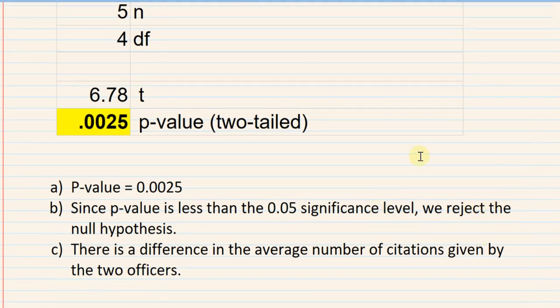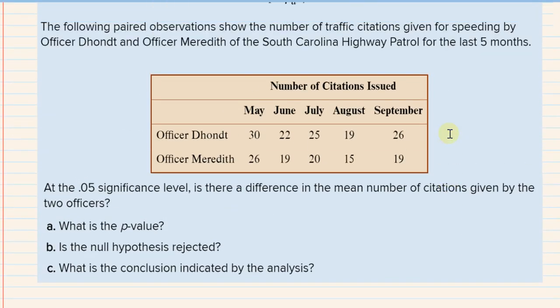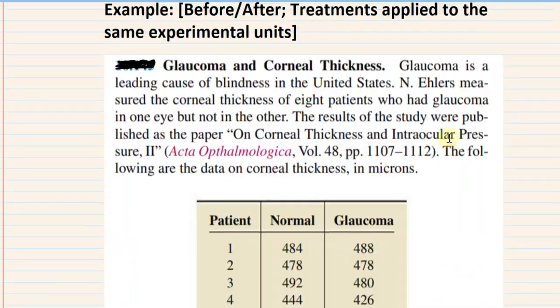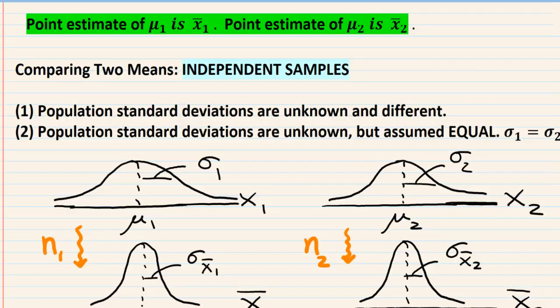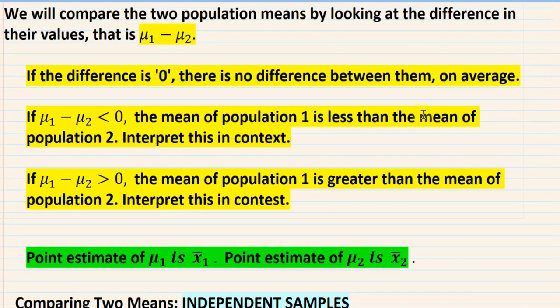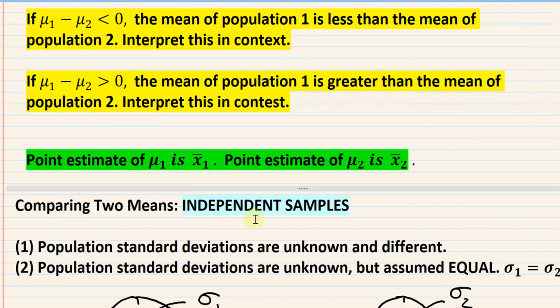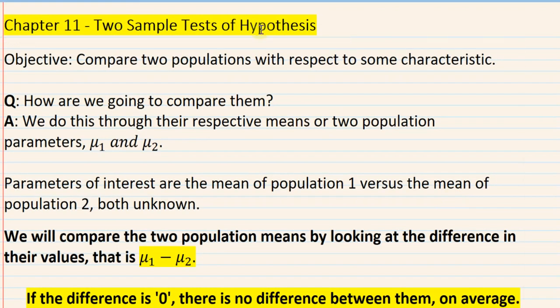So we are done with this chapter. Again, in this chapter, we looked at 2 sample tests of hypotheses. We looked at the case where we have 2 independent samples, and we looked at a case where we had 2 dependent samples. Okay, and with that, we're done again with chapter 11.